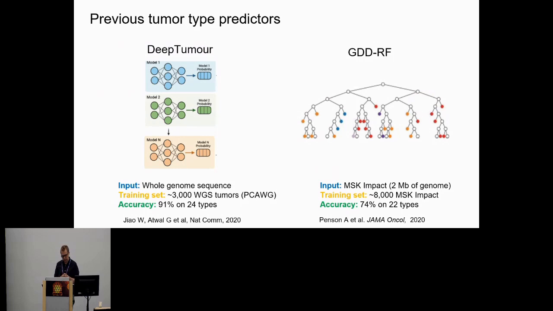In parallel, Mike Berger's lab, along with a variety of other labs at Memorial Sloan Kettering, developed something they called GDD, the genome random forest. So they trained a random forest classifier on data from 8,000 MSK-IMPACT patients who had consented to research on their data, and it achieved 74% accuracy on distinguishing between 22 different types of cancers.